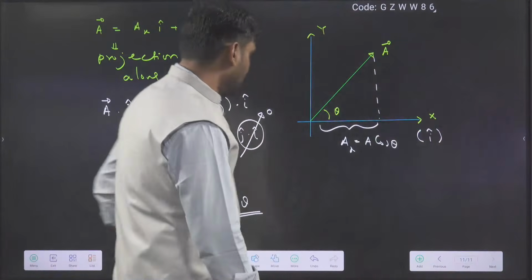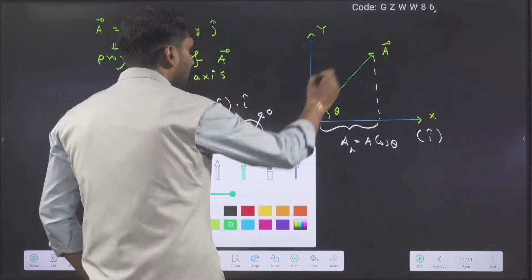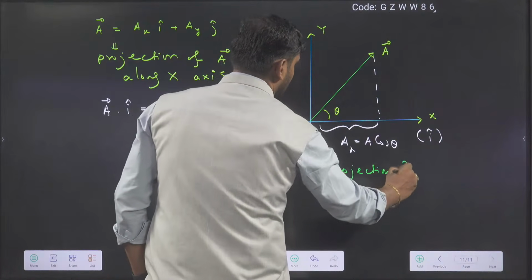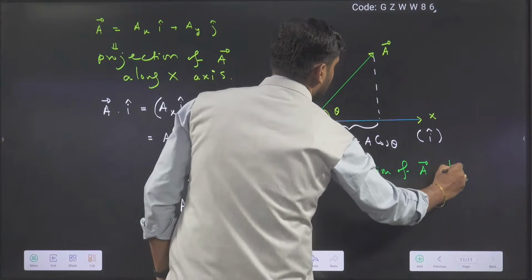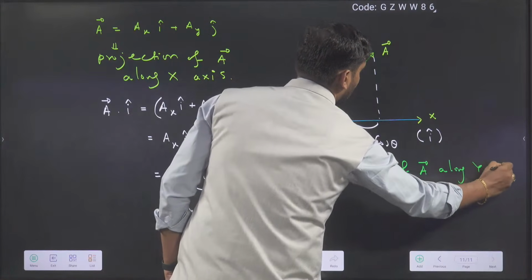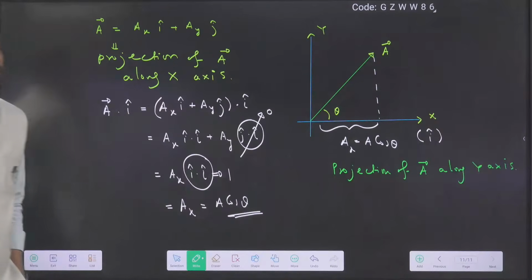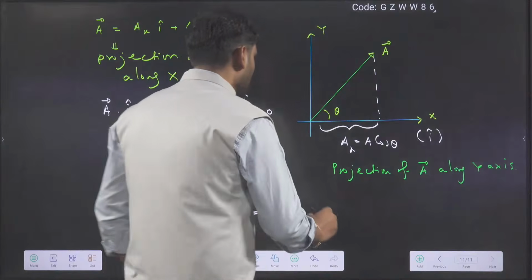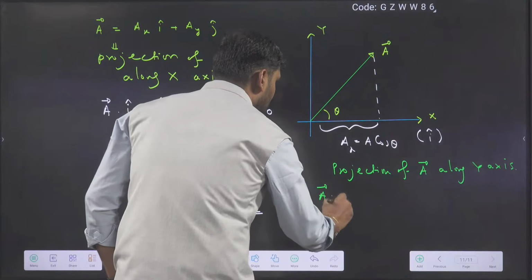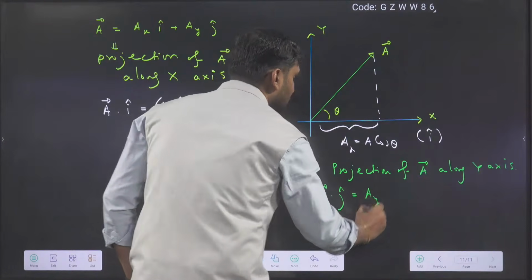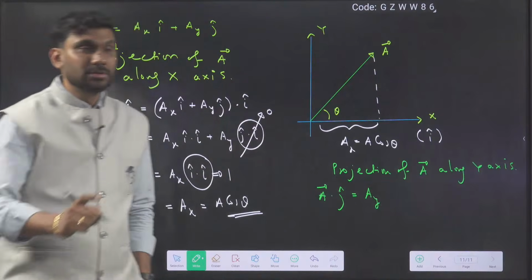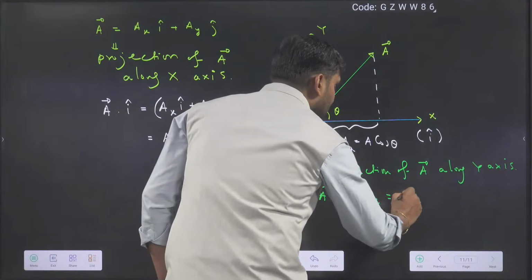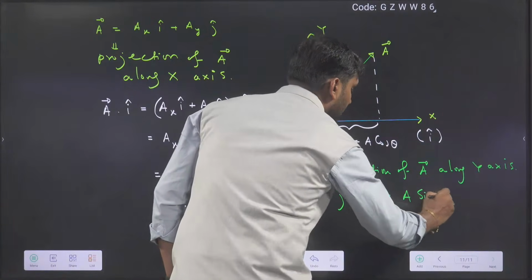Now we have done this. उल्टा ले लो. You take projection of a vector along y axis. Projection of a vector along y axis. You will see a very interesting thing. So A vector dot j cap. I am writing directly. How much you will get? Ay only. Correct? So Ay is equal to what? Ay is equal to A sin theta.